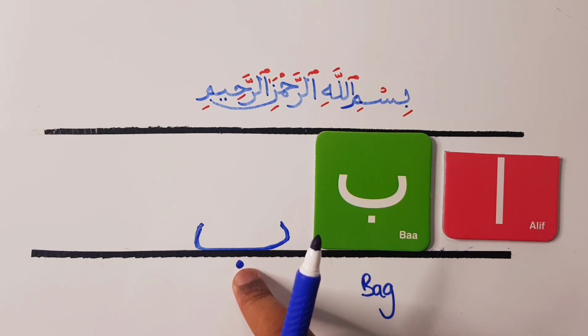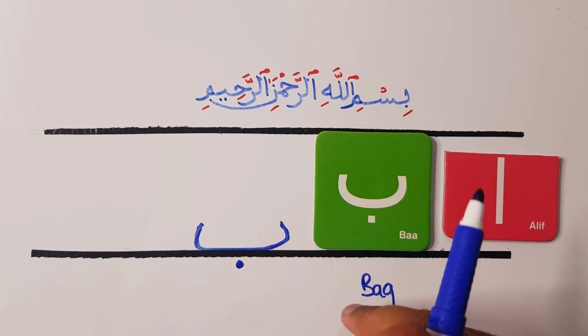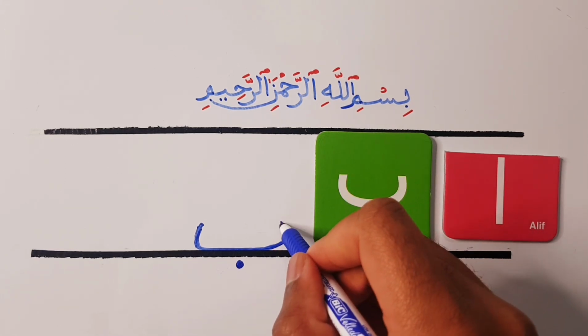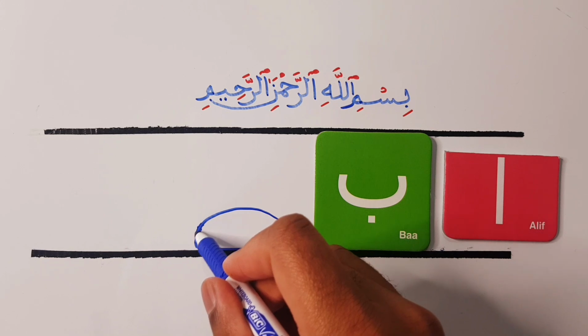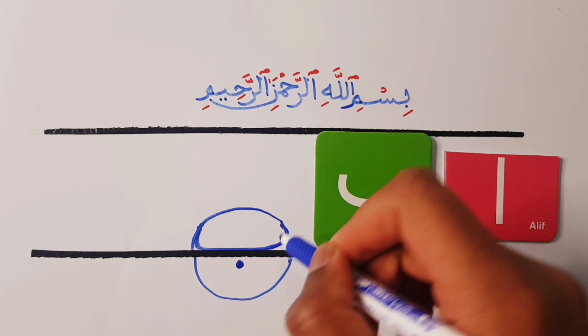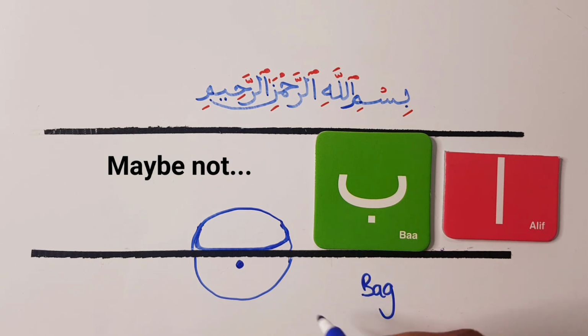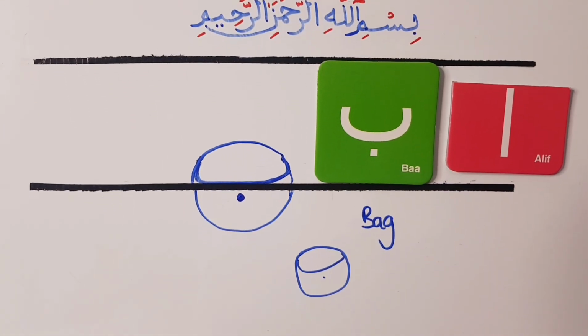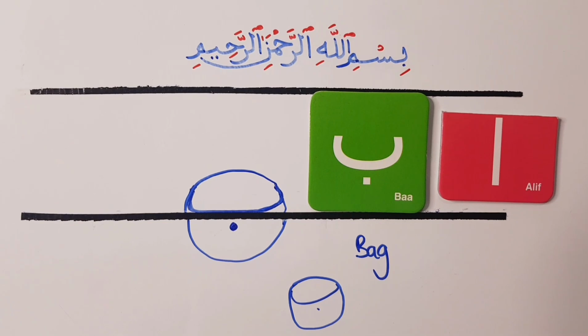Ba, below. Dot, ba, below. Ba, or ba, bag. Bag, I like bag because if you do this, then it looks like a bag. If I did it here, I think you see it better. Yani it looks like a bag.